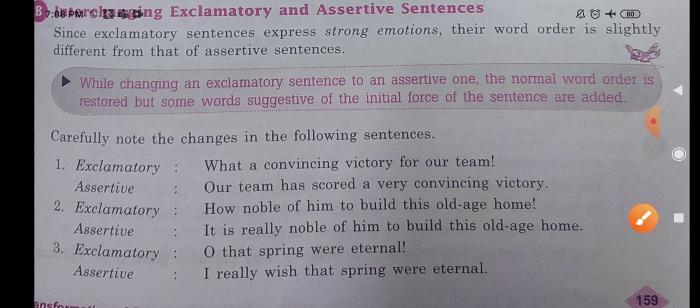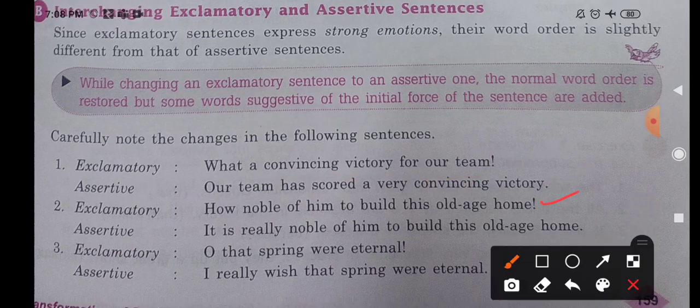Talking about the second one. How noble of him to build his old age home. Because this is the exclamatory sentence, we have started with an interrogative word. Instead we can write, it is really noble of him to build his old age home. So can we say the order is restored?